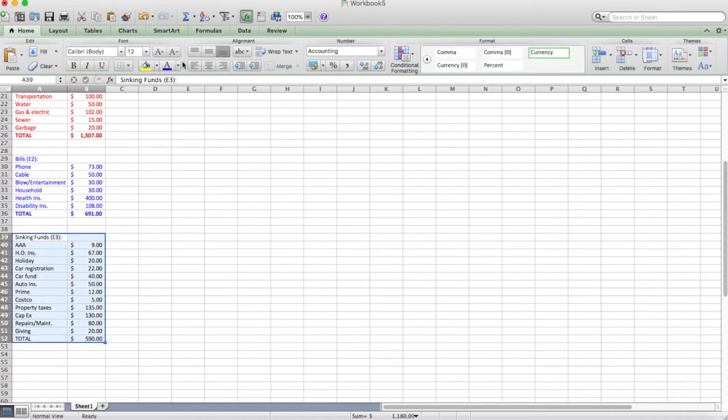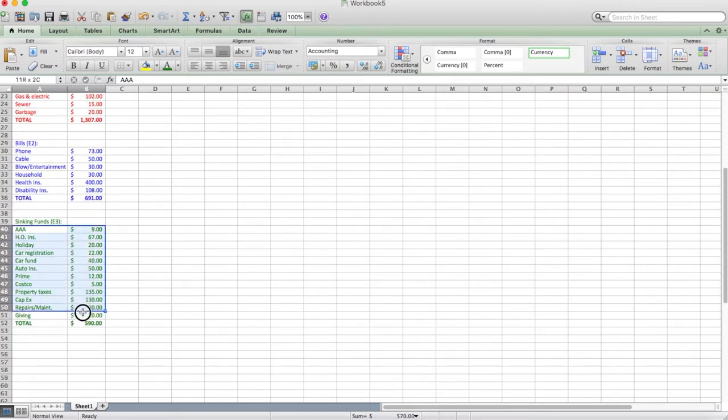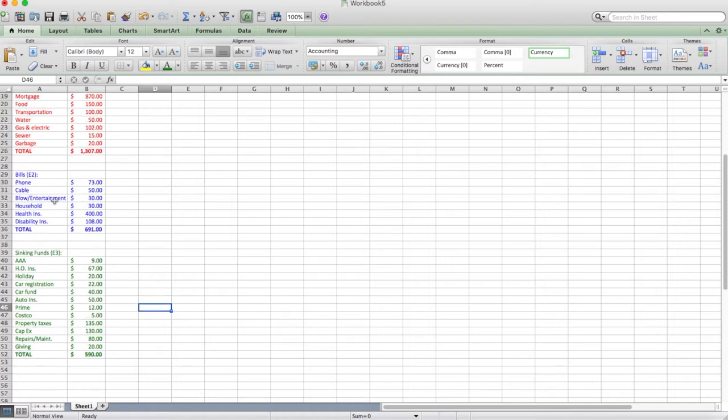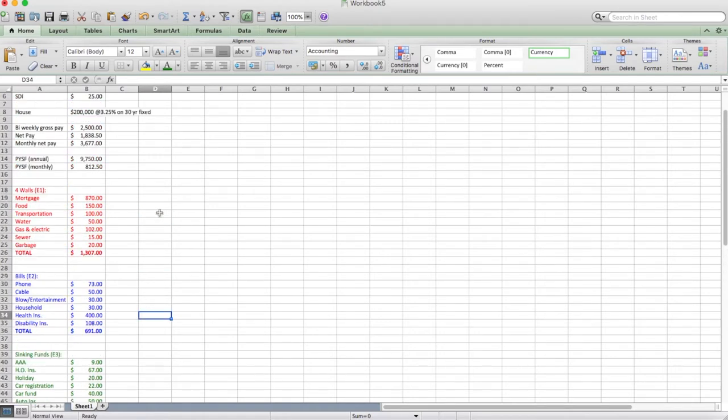All of these become our sinking funds, and all of these will be going into savings accounts. So all of these sinking funds, for me, have their own savings account in Capital One 360. I'll put a link to the video where I go over the skeletal structure of this entire system that I'm talking about. And you'll see, everything's color-coded the same way. I do sinking funds in green, I do normal bills in blue, and all four walls, major expenses that have to be paid, are in red.